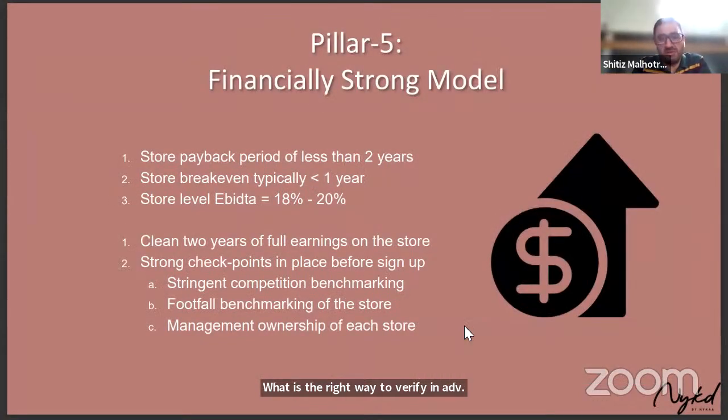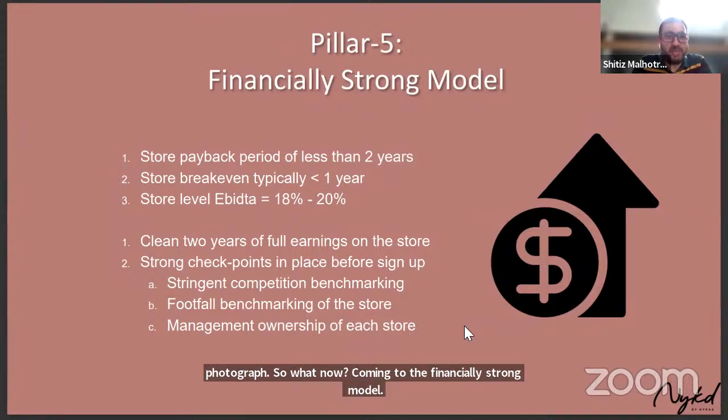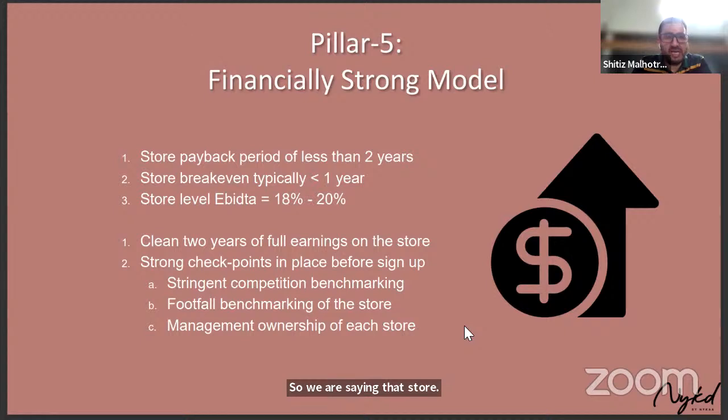So now coming to the financially strong model. We are saying that store payback should be in less than 2 years, and typically in 1 year there should be a break even and store level EBITDA of 18 to 20%, and within 2 years you will have clear earnings.